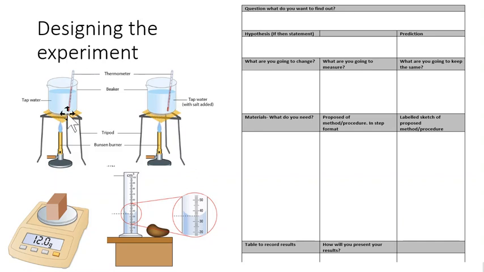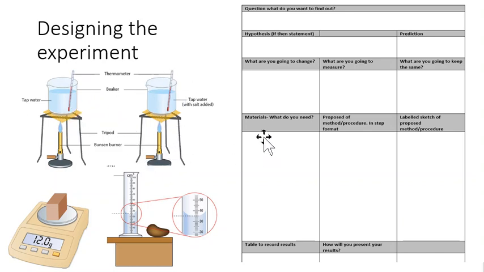What are you going to keep the same? So we're going to keep everything about the two experiments the same. So for example, we're going to use the same type of beaker, same type of thermometer, same heat source. We're going to use the same volume of water in both, and the thing that's just going to be different between the two is one will have 50 grams of salt, one will not have 50 grams of salt. So these will be your control and your experiment.